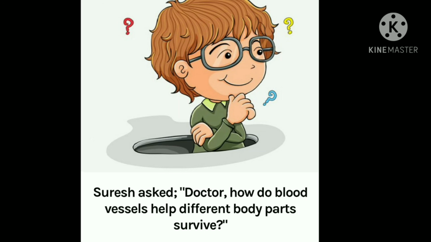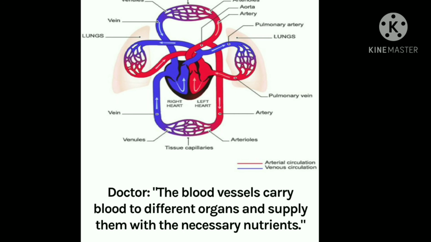Suresh asked, Doctor, how do the blood vessels help different body parts survive? The doctor says the blood vessels carry the blood to the different organs and supply them with the necessary nutrients, and as you are aware, the oxygen also. See here in the diagram how the blood is transferred. In the red color there is oxygenated blood, and in the blue color there is deoxygenated blood.